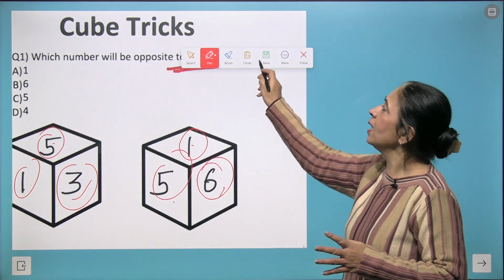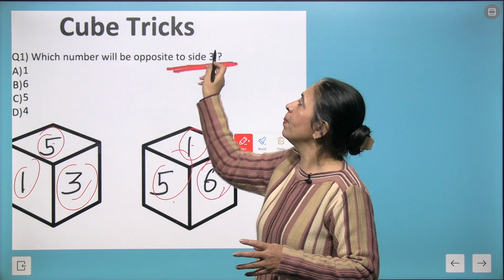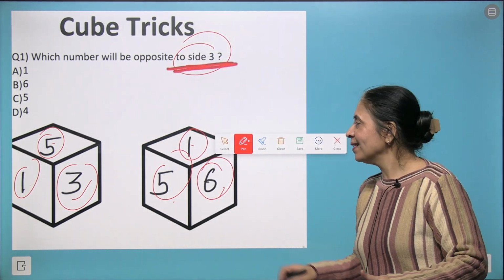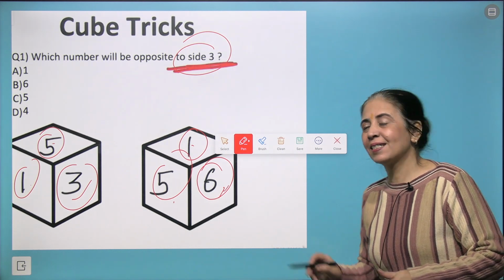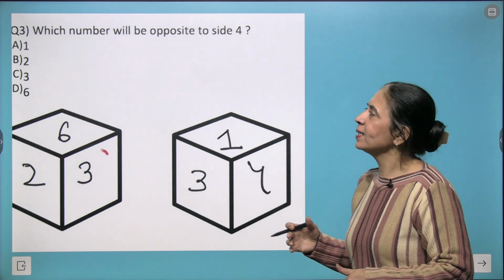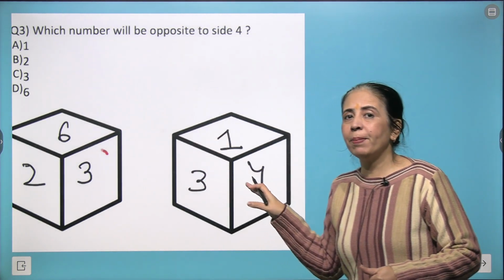So it clearly indicates this 6 and 3 are opposite faces. Now the question is that which number is opposite to 3? So what will you answer? That's cool. It is 6. So I think you understood it. Let's take another example here. The example is a bit different.